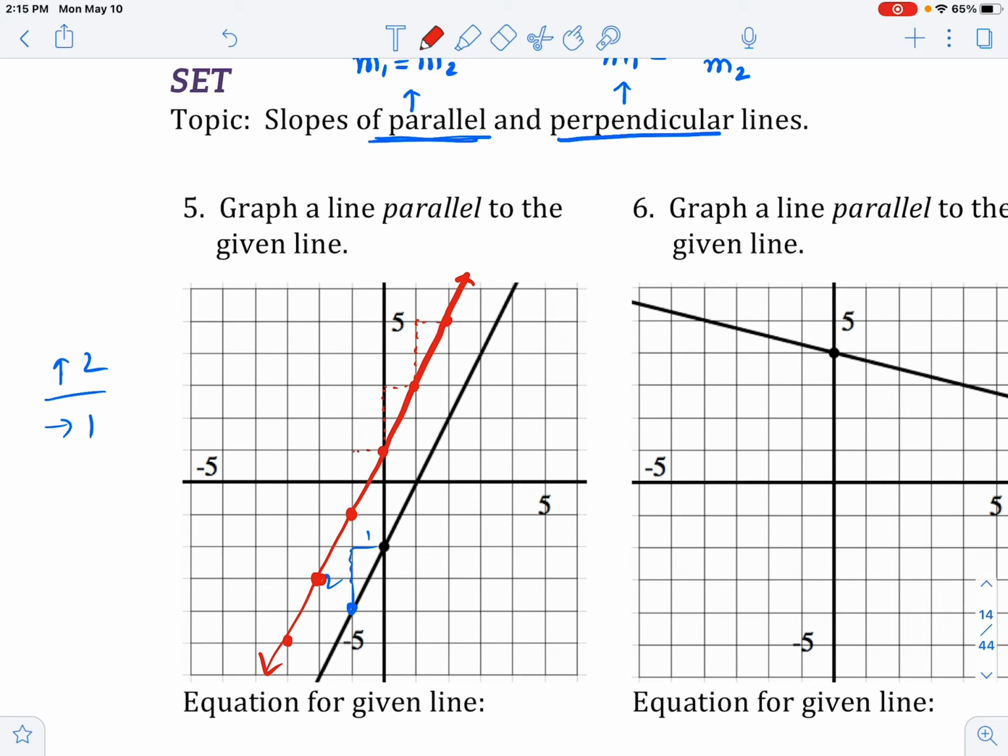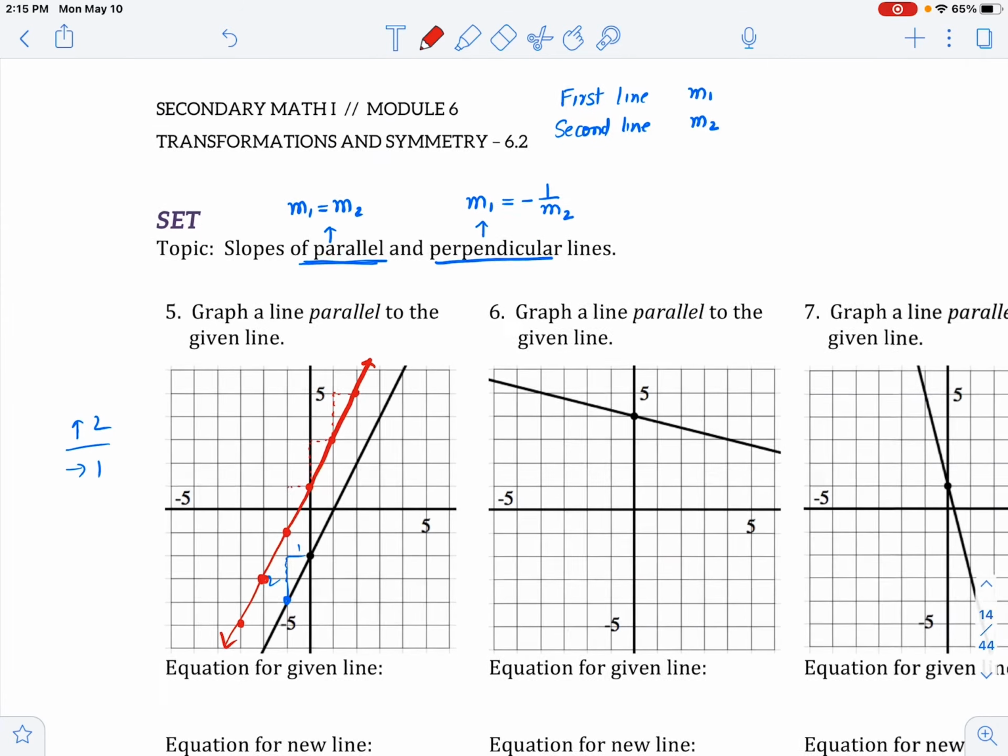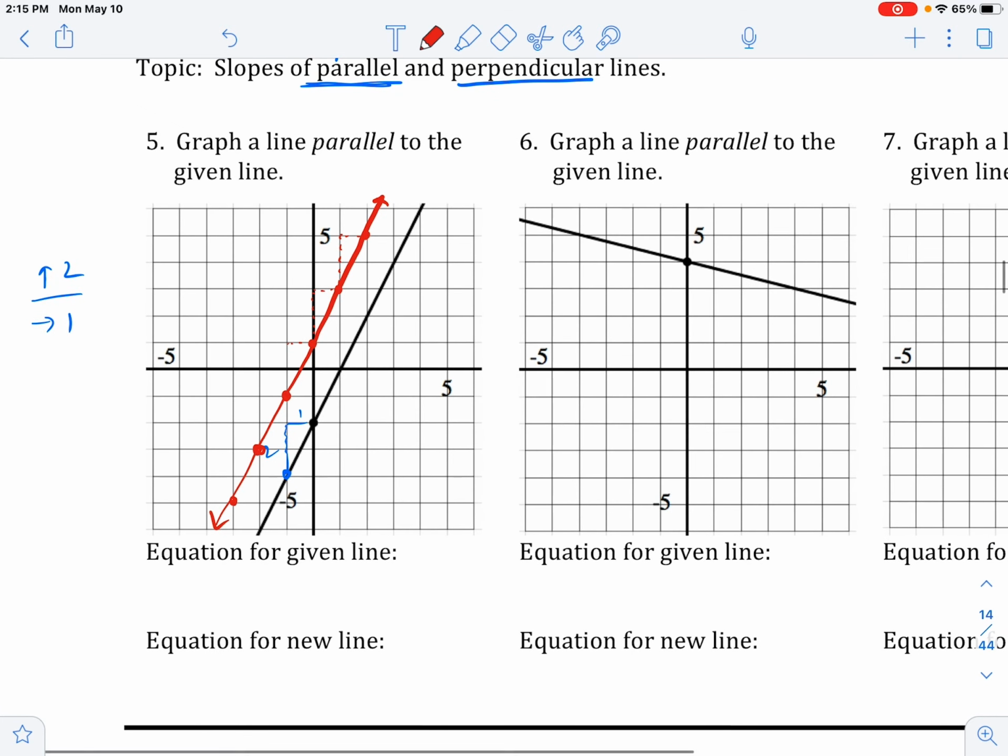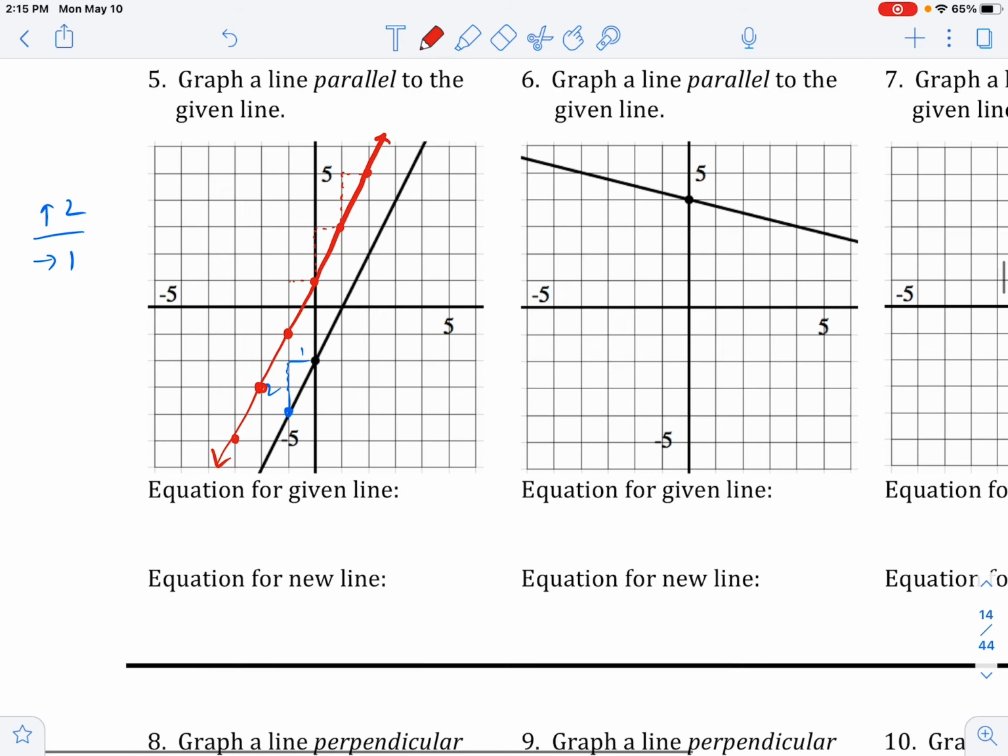Here they say graph a line parallel to the given line, and give an equation of the given line and an equation of the new line. Given line, y equal to mx plus b. I know that's rise over run, so that slope is 2. I just plug it in. For the given line, the y-intercept is at -2. So the slope is 2, 2x, that's y equal to 2x minus 2.